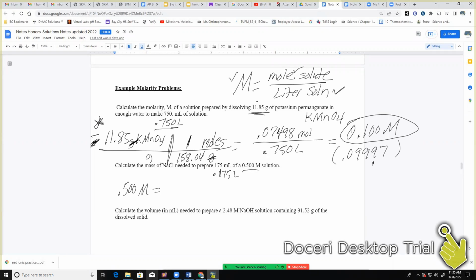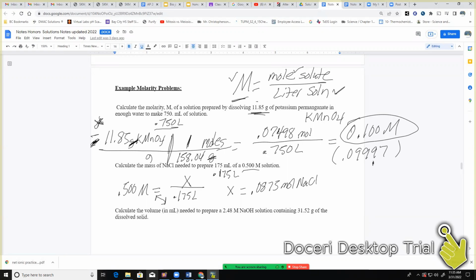So I'm going to say 0.500 molar is equal to, we said, 0.175 liters, and X, since I'm trying to find moles. So we have to do a little algebra, a little cross multiplication. I end up needing to multiply 0.5 times 0.175, and when I do that I get 0.0875 moles. And that is of sodium chloride, because that is my solute.